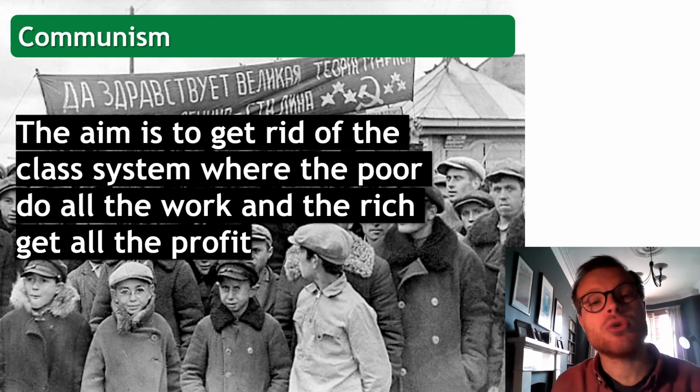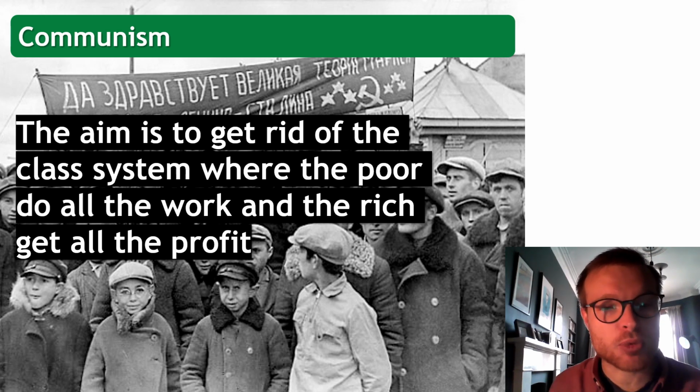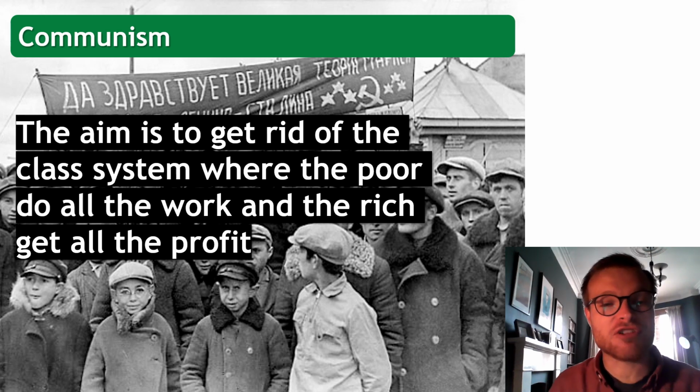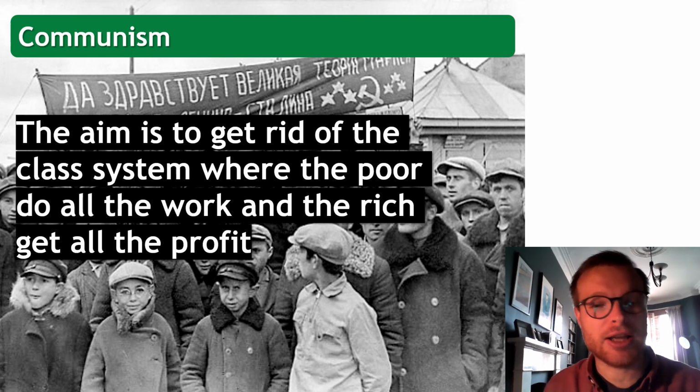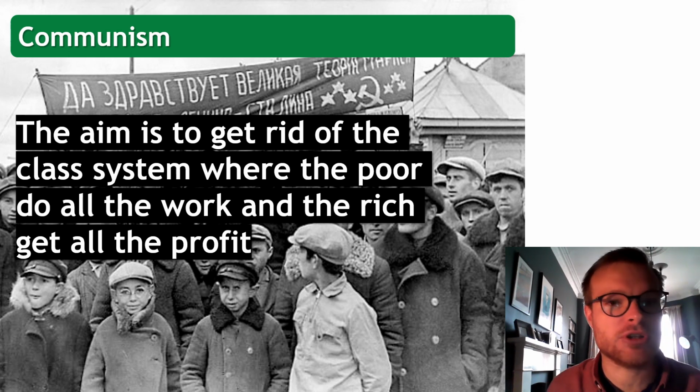Okay? So the idea of communism was to get rid of that. We won't have factory owners because everyone will own the factory. So you no longer have the poor doing the work and the rich making all the money. That was one of the principles of capitalism.